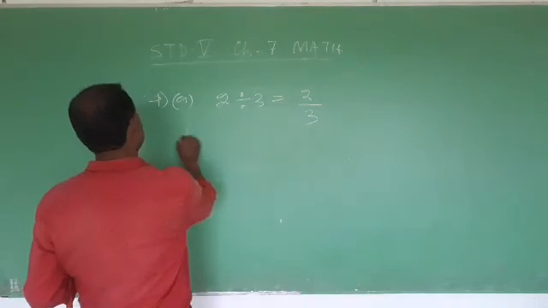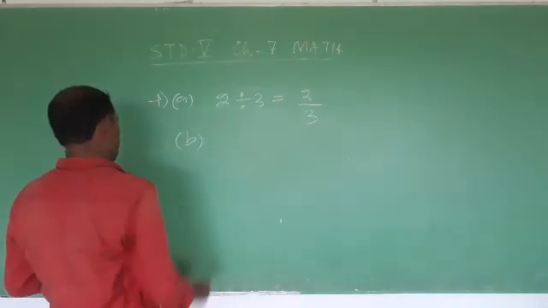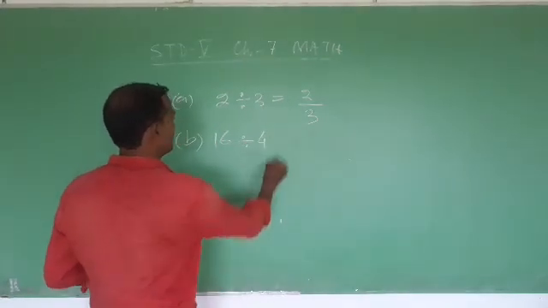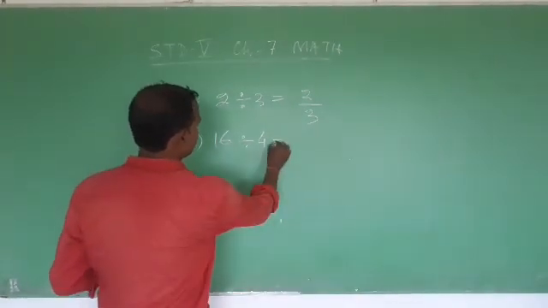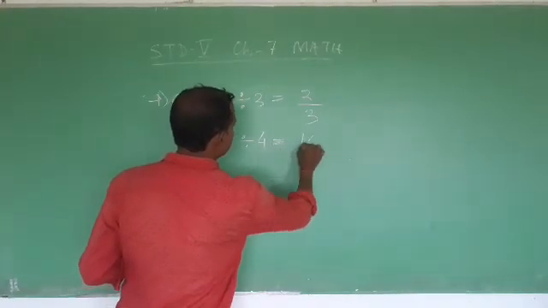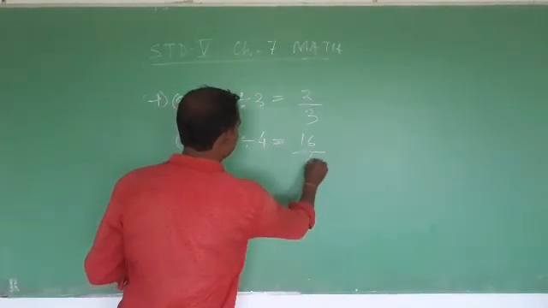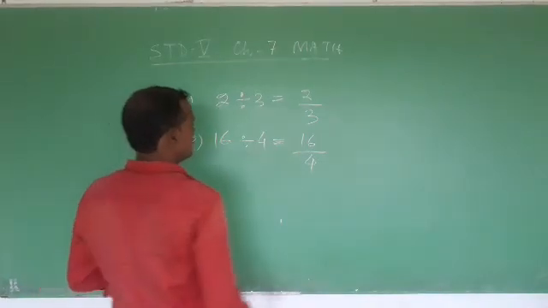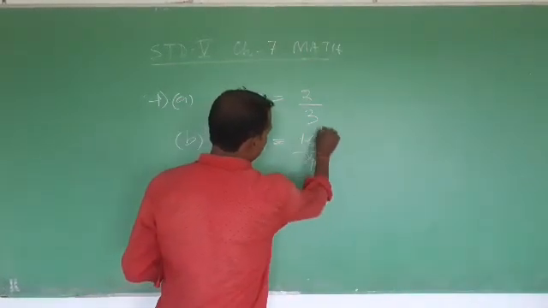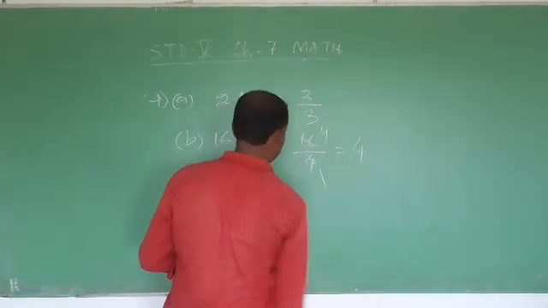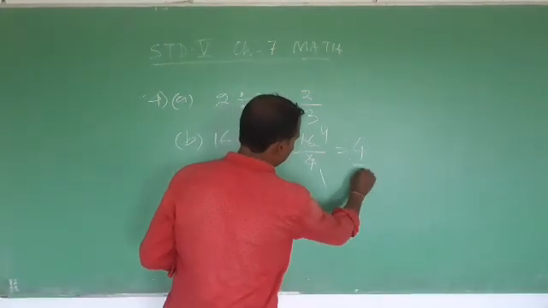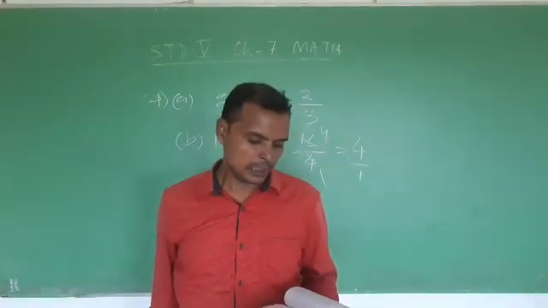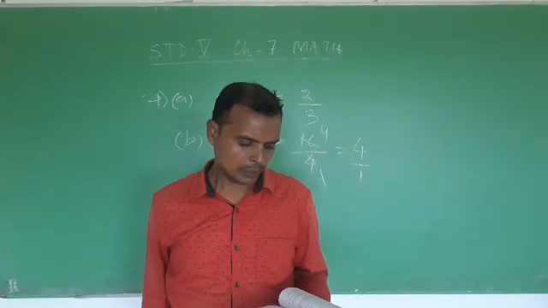Bit B, 16 divided by 4. So it will be 16 by 4 in fraction. Now 4 1 is 4, 4 4 is 16. So it is what? 4. Or you can write 4 by 1. So in this way you will be able to do question number 4.